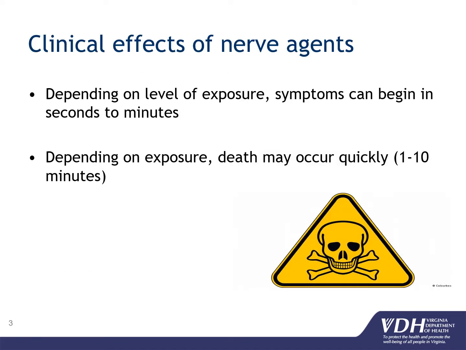A key point to remember is that clinical effects may vary dependent on the proximity to the nerve agent, as well as the length of time of the exposure. Potency of the nerve agent is also an important factor. So the more contact with the agent and the longer the time exposed can have very devastating effects on the individual. Often death may occur quickly, within 1 to 10 minutes, depending on the proximity and exposure level.